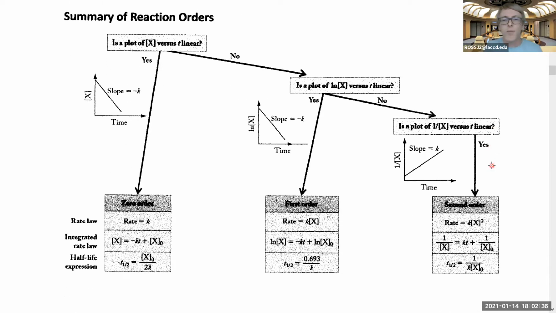Here's now a summary of the information that hopefully we've just been through. We saw that in all cases, whether for zero order, first order, or second order, we have straight line expressions that we can solve on spreadsheets, etc. We have integrated rate laws for all 3 types of rates. And we also have, importantly, half-lives for each type of rate. So this is a nice summary sheet.